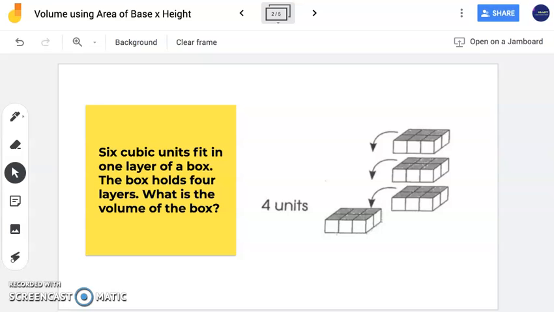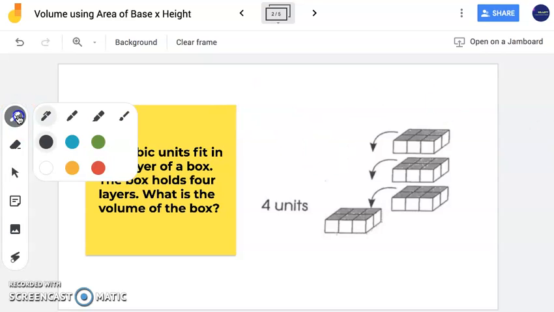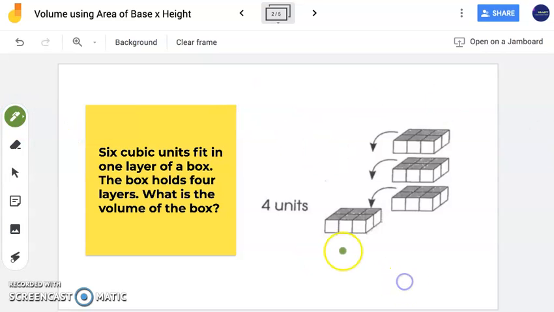Today you're going to see many problems just like this. In this example, 6 cubic units fit in one layer of a box. The box holds 4 layers. What is the volume of the box? Now notice that 6 cubic units, that in fact is this spot right here. Now notice here, this is my base and 6 cubic units is the area of my base.